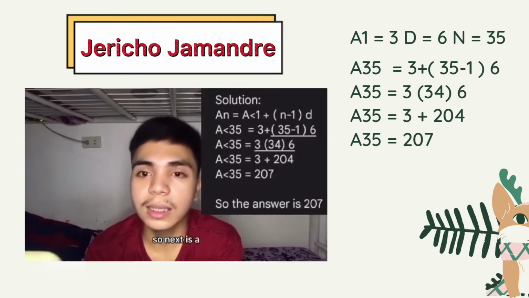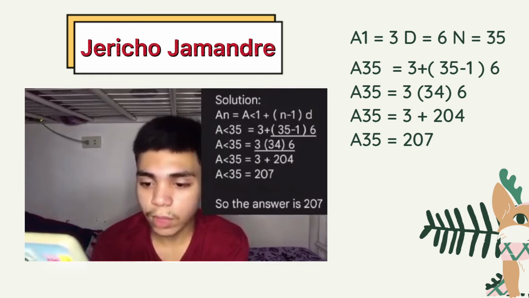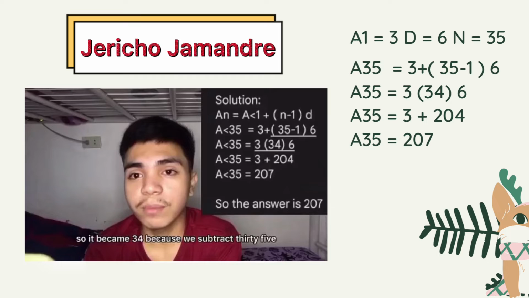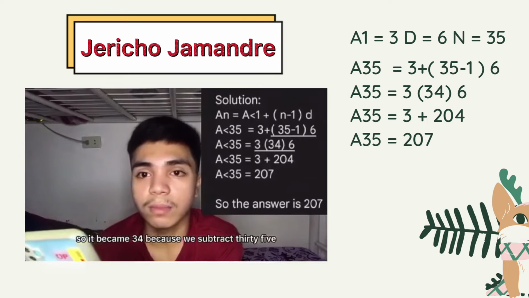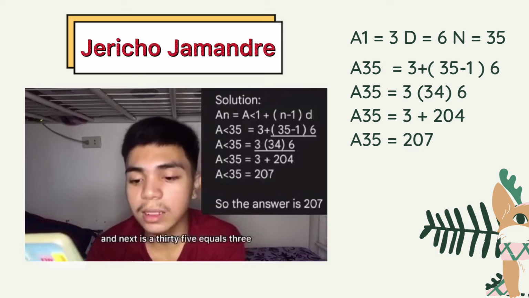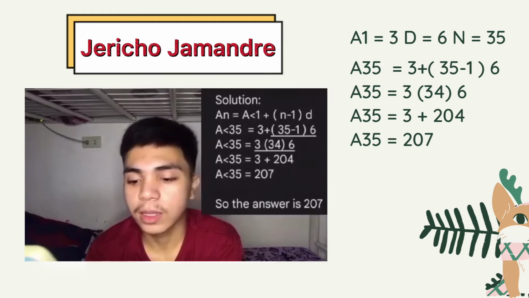So next is a35 equals 3 parenthesis 34 parenthesis 6. So it became 34 because we subtract 35 minus 1. And next is a35 equals 3 plus 204.